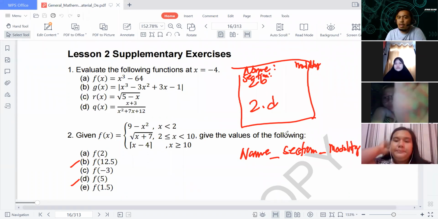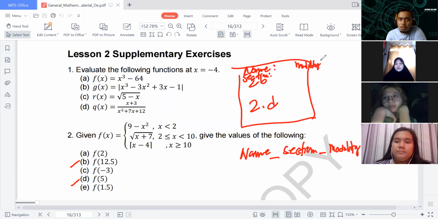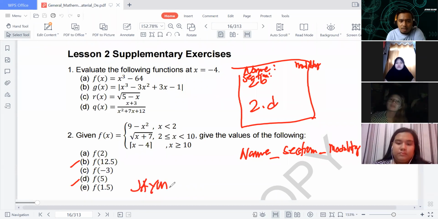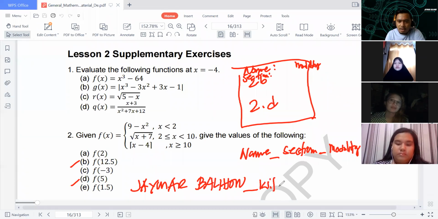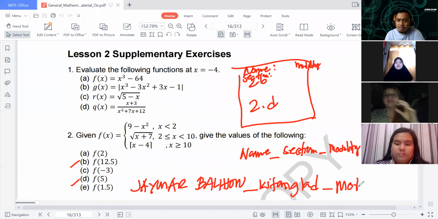And you upload it here in our Google Classroom. I will message here too. Okay, in your Google Classroom. Example, my file name will be Jmar Balihon, underscore, example section Kitanglad, underscore, modality. Okay? And I should see that file name so that I can easily find your output.